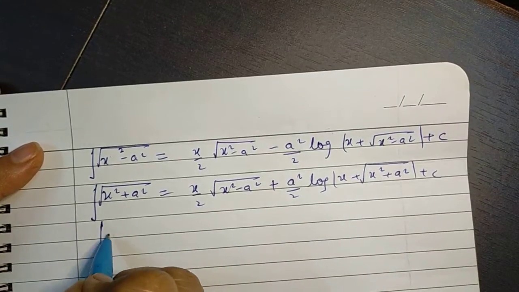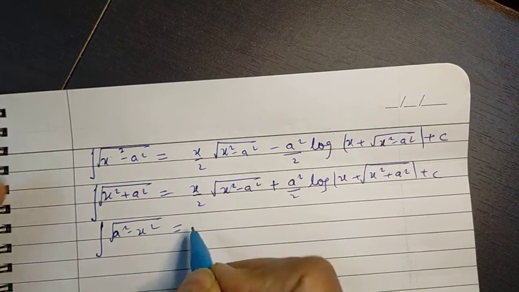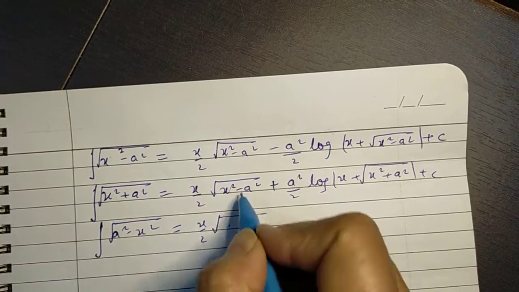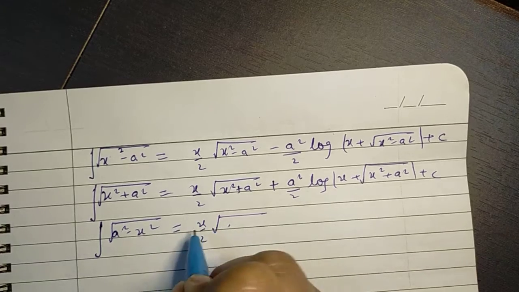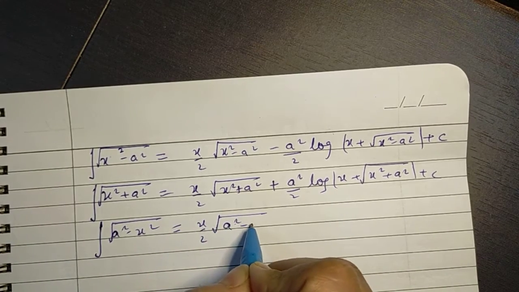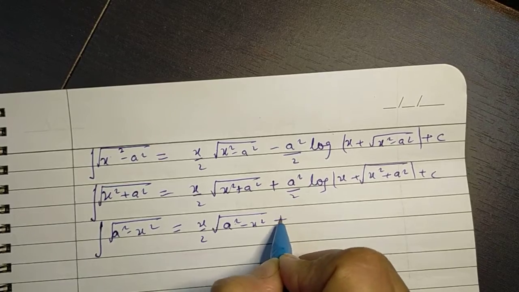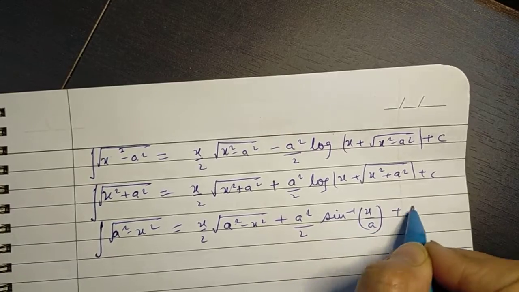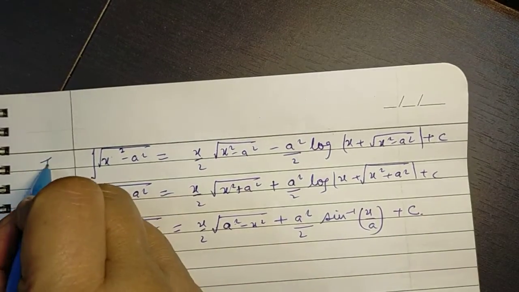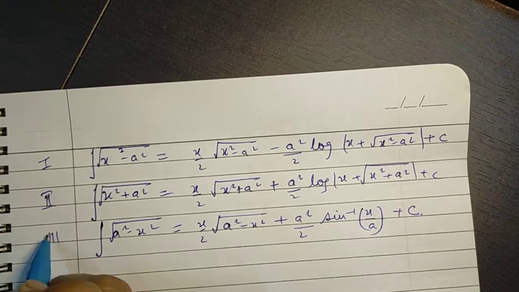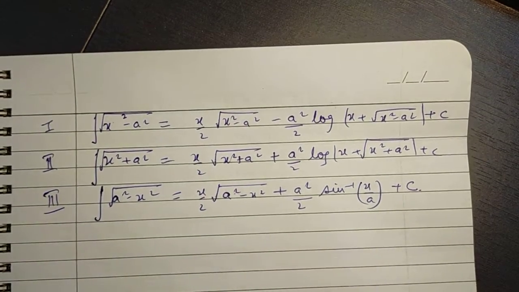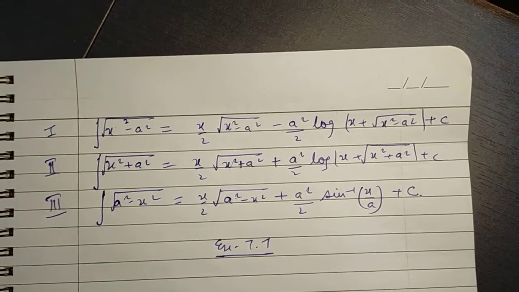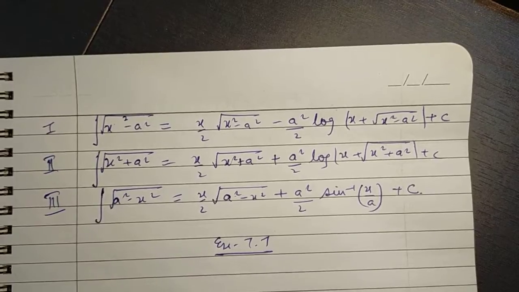And the third one is a squared minus x squared. This involves sine inverse. First term remains the same, that is x by 2 under root of a squared minus x squared, and here we have plus a squared by 2 sine inverse x by a plus a constant. Now using these three results, this is second and this is third one, we are going to solve exercise 7.7 exactly on the same lines as we have done exercise 7.4.